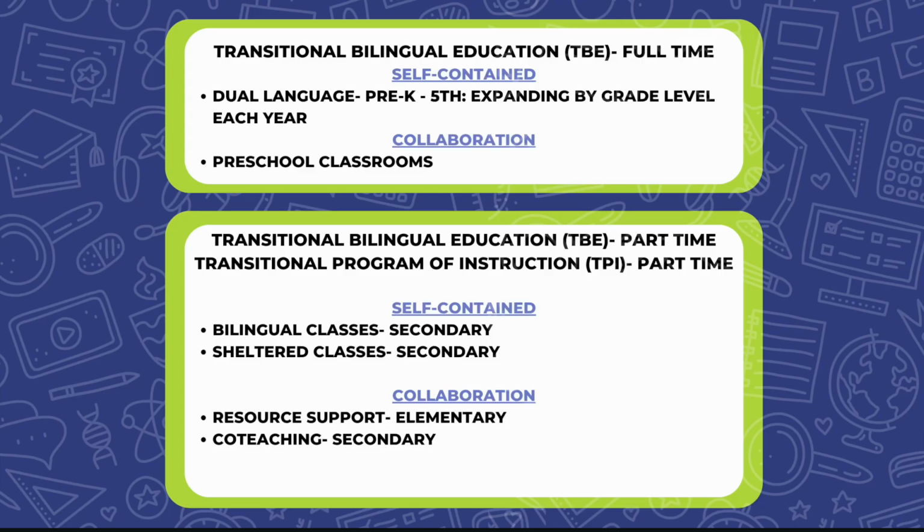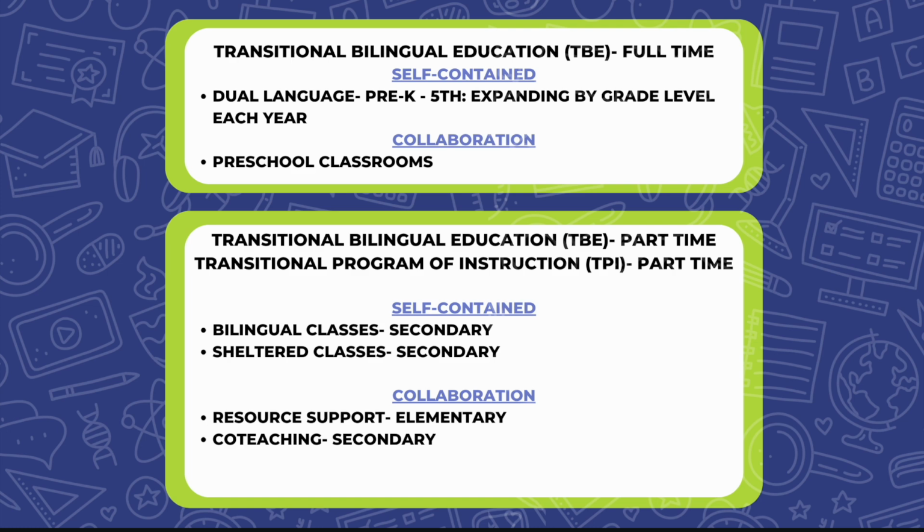Within the TBE and TPI program types, there are different instructional models. TBE is offered either in full-time or part-time services. In Round Lake, a self-contained class is made up entirely of multilingual students, while a collaboration model has multilingual students who are integrated into a mainstream classroom and receive language support from either an ESL or bilingual Spanish certified teacher. Dual language is a full-time, self-contained model that is offered in Round Lake. At the preschool level, in addition to dual language, a full-time collaboration model is offered.